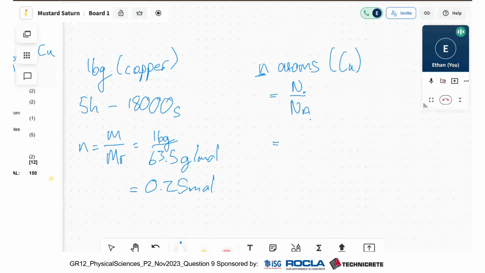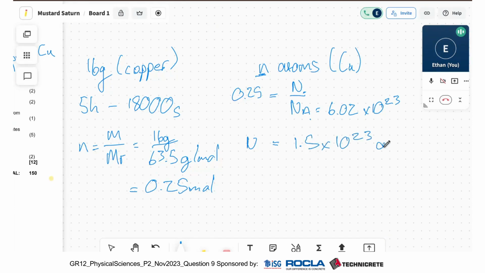So substituting in, we should have something like 0.25 here. Avogadro's number is basically 6.02, you can just round it off, times 10 to the 23, right? Rearranging to get N comes out to be 1.5 times 10 to the 23 atoms.